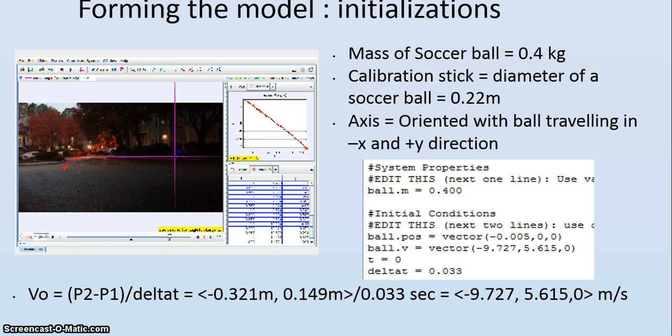Now for forming the model, I had to do some basic initializations like we do in Tracker for every lab, with the mass of the soccer ball, calibration stick being the diameter of the soccer ball, and my axis being in the negative x and positive y direction. I also found Vo by taking my final position minus my initial position and dividing by my change in time, which is about 0.033 seconds.